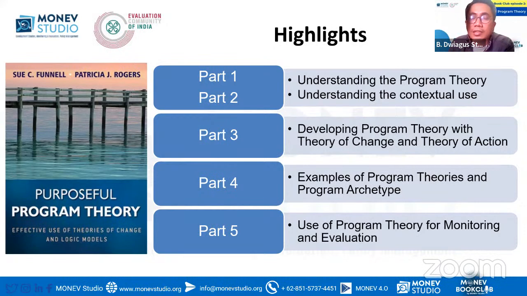And then I think the most interesting and useful part is part number 4. I often use it all the time when I deliver training on theory of change or anything about program theory, which contains examples of program theory and also the program archetypes that have implications for program theory. And part 5 covers the use of program theory for monitoring and evaluation. So those are the main highlights of this presentation, I guess.